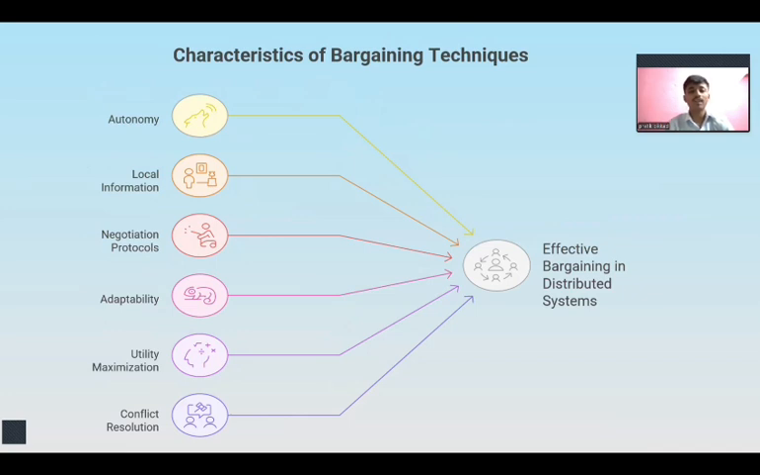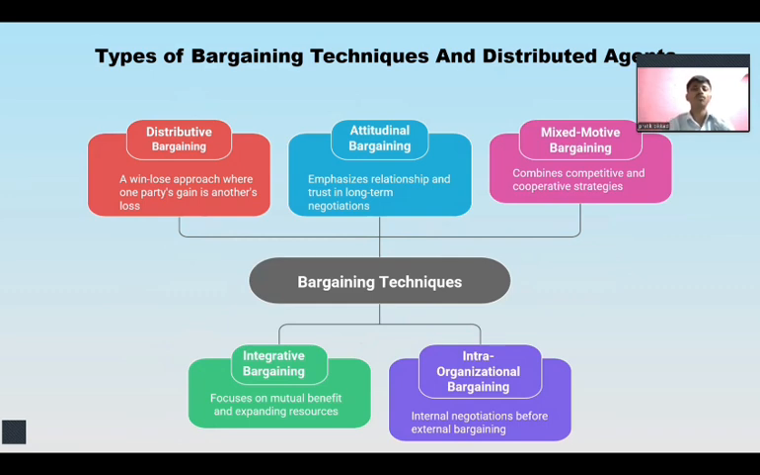Now we will see the characteristics of bargaining techniques. Effective bargaining in distributed systems: autonomy, local information, negotiation protocol, adaptability, utility maximization, conflict resolution. Now we will see the types of bargaining technique and distributed agents.